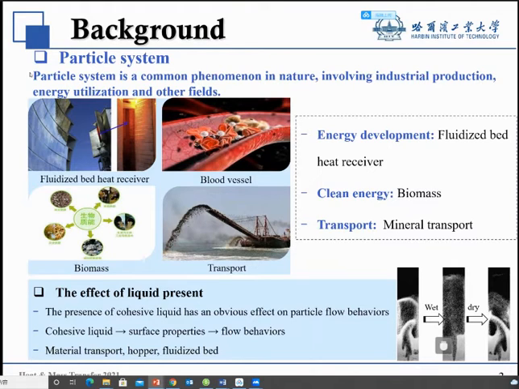So here, particle system is a very common phenomenon in nature and involving industrial and production, energy utilizes, and other fields.